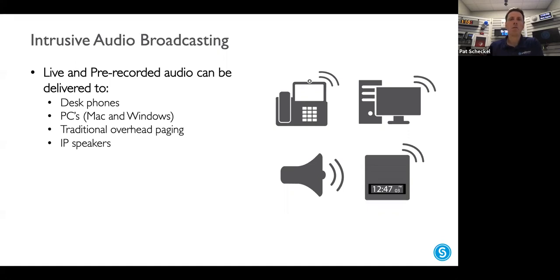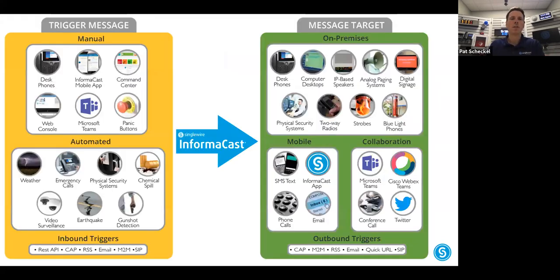streaming audio to the different devices that support it. And if you can see here behind me, I have a number of these devices, and I'll give a brief demonstration later where I light these devices up. Things like desk phones, turning all of your desk phones into emergency speakers, your PCs, your paging, whether that's traditional overhead paging or IP speakers.